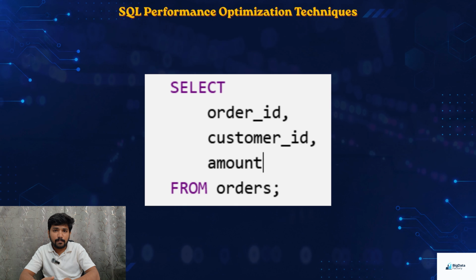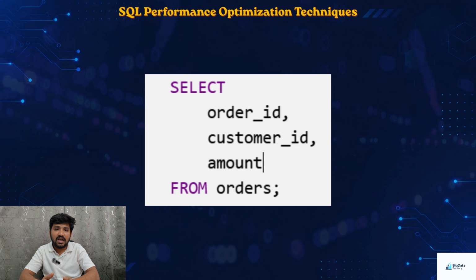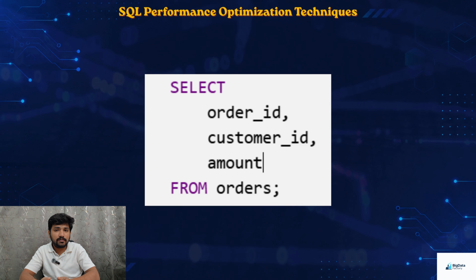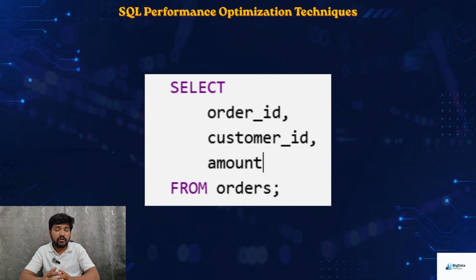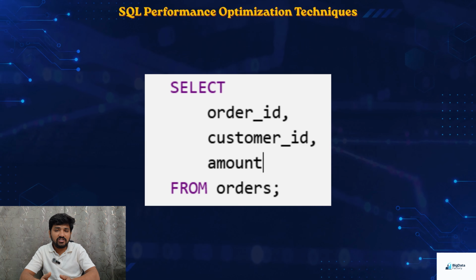So why does this matter? Because many large tables have dozens or hundreds of columns. Some columns may be large strings, JSON fields, metadata columns, or nested data. If you select everything, the engine may need to read and move more data than required. So the rule is simple. Don't read columns you don't need. A good data engineer is not just thinking about the result. They are thinking about how much data was scanned to produce that result.